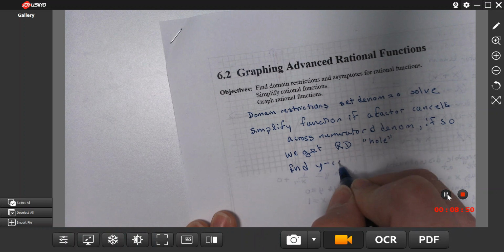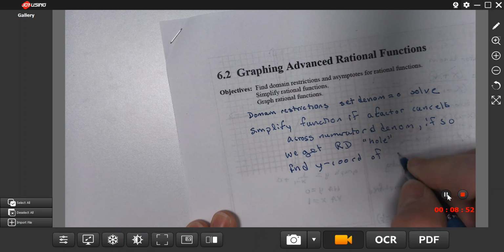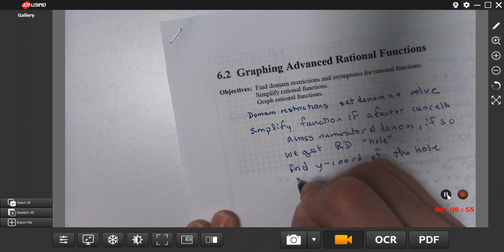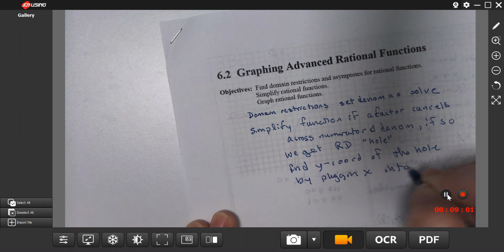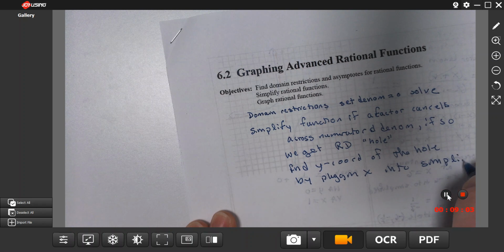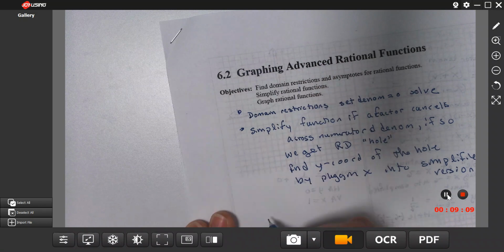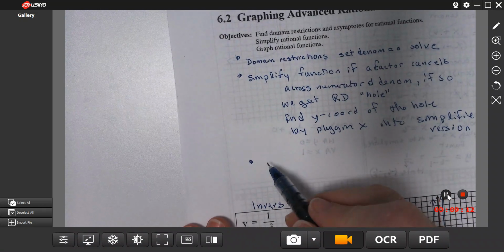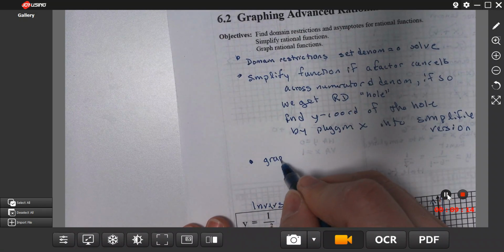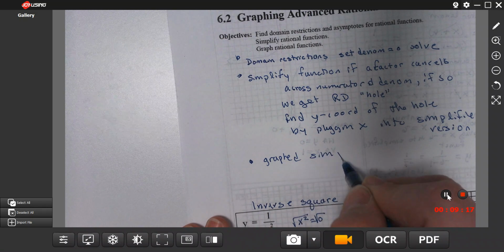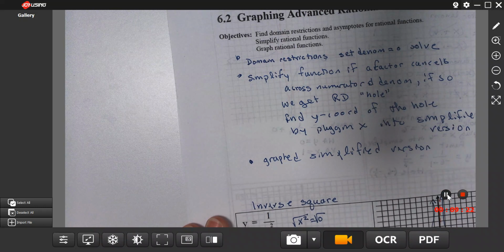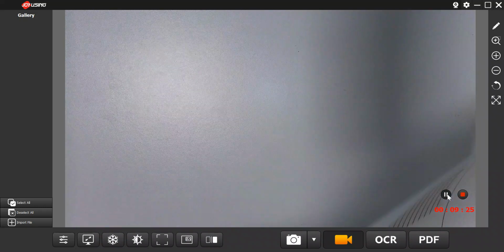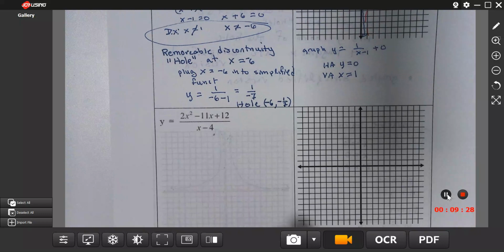And we find the y coordinate of the hole by plugging the x into the simplified version. All right. And then the next thing that we did was we graphed the simplified version. I think that's going to be it for the front page. So we've got a few more examples here.